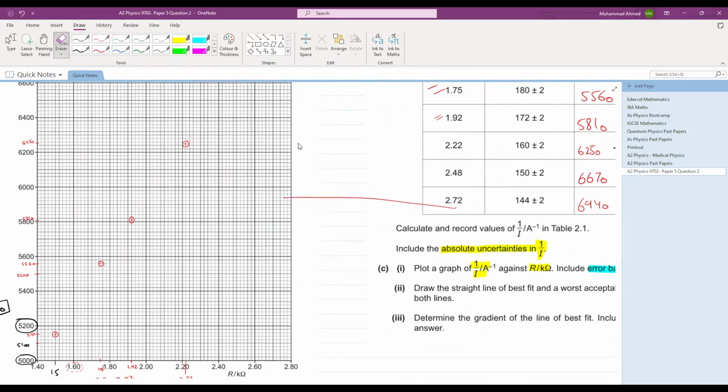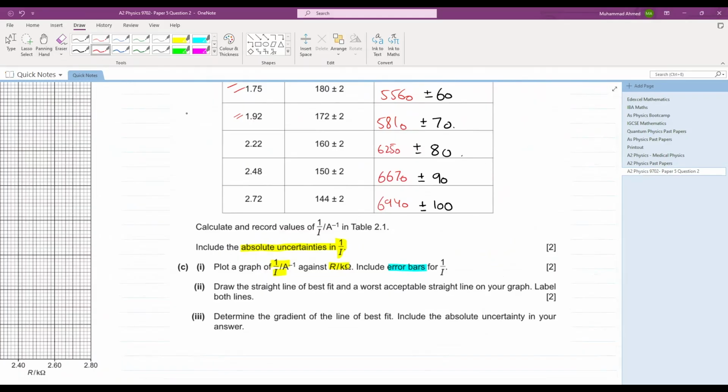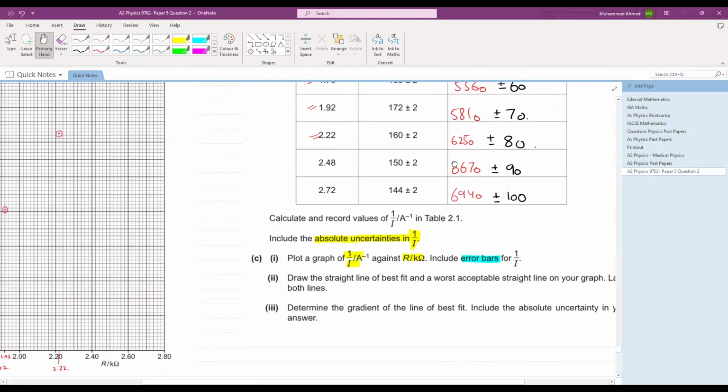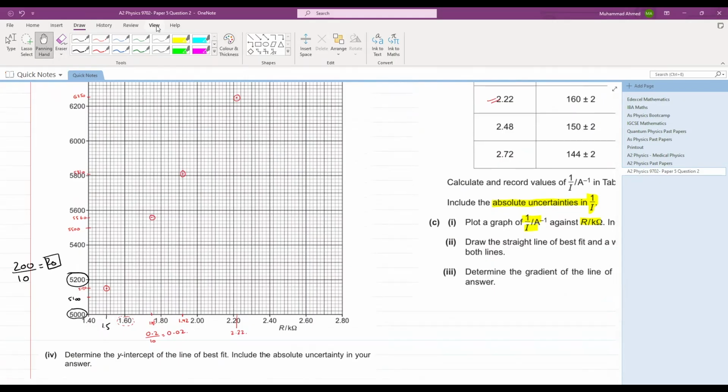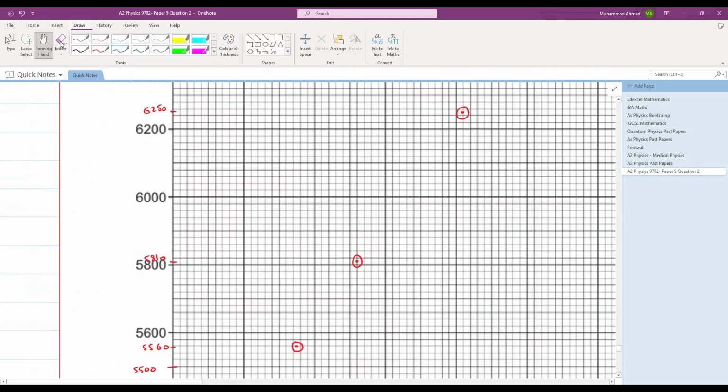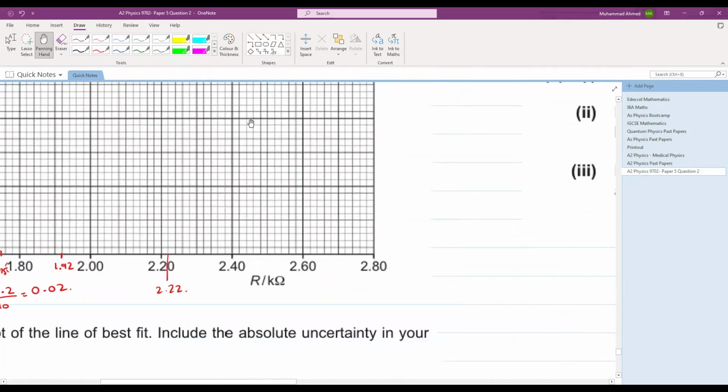Oh, what have I done here? Let's move on to the fifth point. The fifth point is 2.48 and 6670. Perfect. So where will 2.48 lie? First of all, let's see where will 2.48 lie. 2.48 will be here.